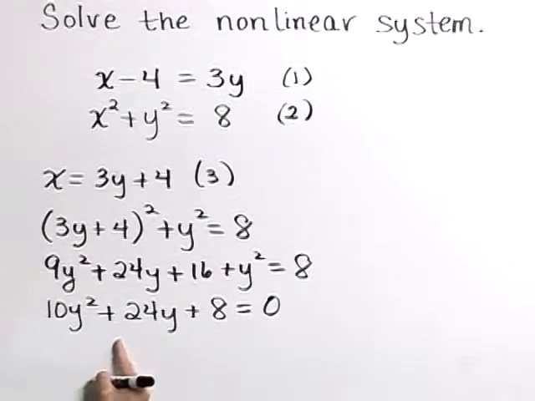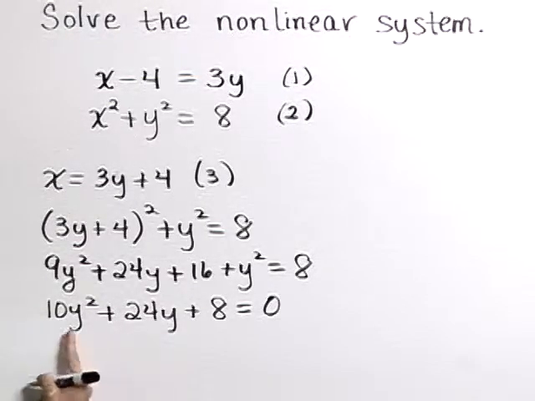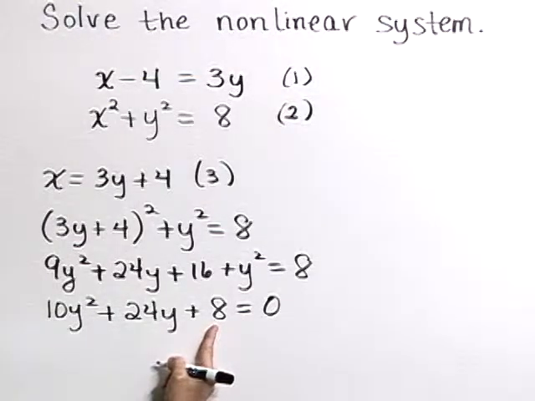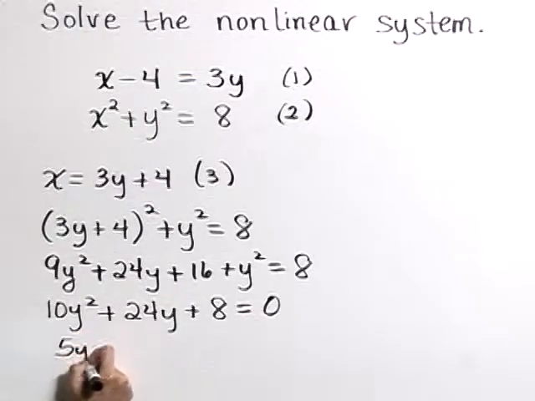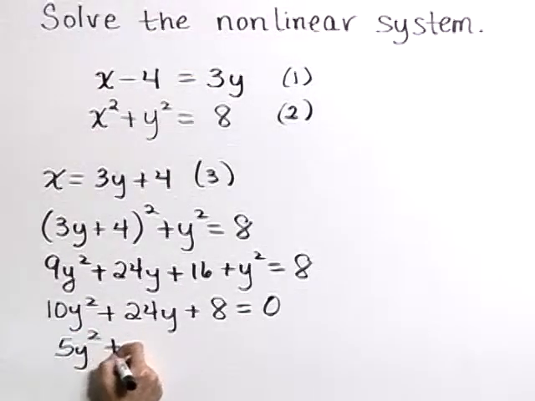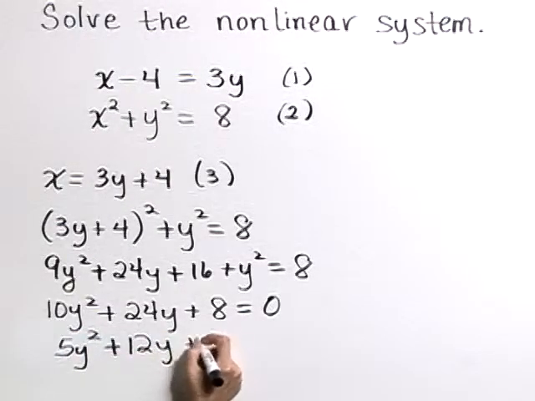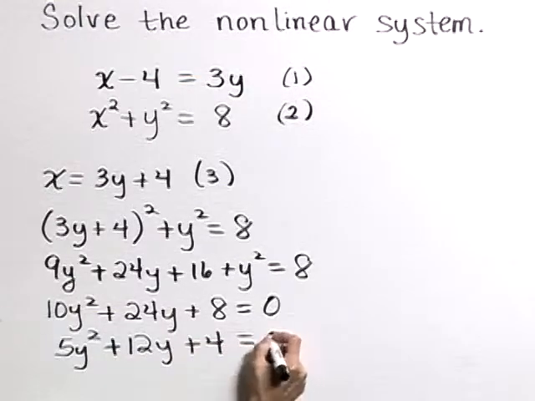Now before I try to factor anything, I'm going to notice that 10, 24, and 8 have a common factor of 2. So I think I'll get rid of that by dividing both sides by 2 and writing this in a simpler form as 5y squared plus 12y plus 4 is equal to 0.